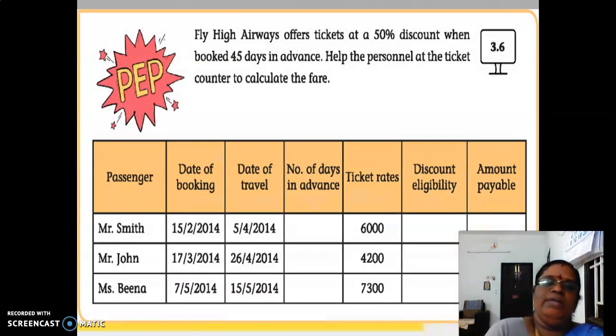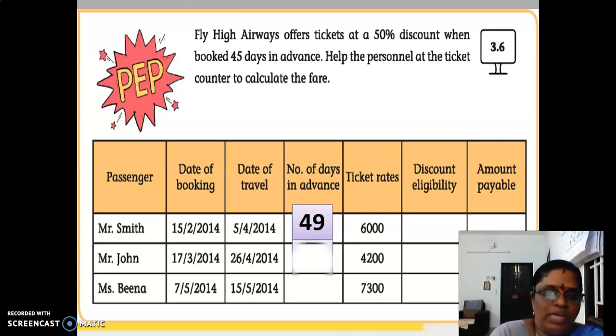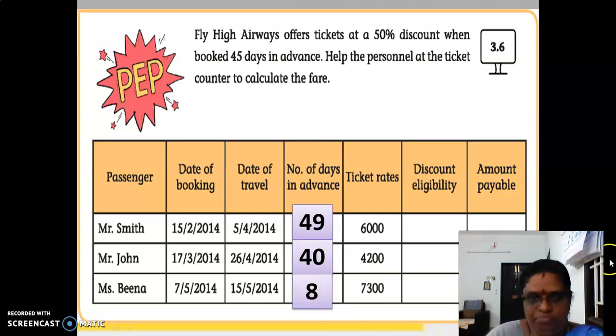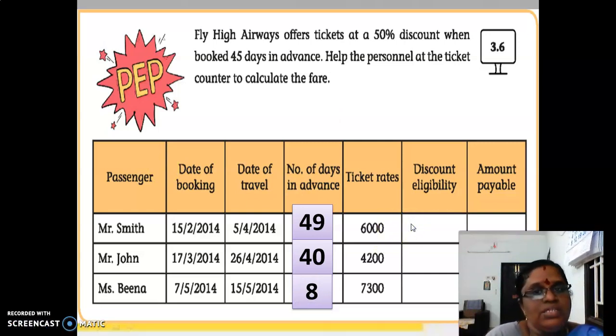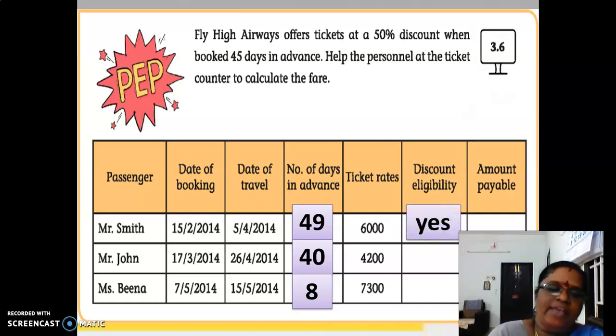In this step activity, number of days you want to calculate in advance. For Smith, the number of days is 49. For John, the number of days is 40. And for Bina, the number of days is 8. So, discount eligibility for Smith is there. See, discount will be available only when the number of days is above 45. Okay. So, for Smith, discount eligibility, yes. For John, no. And for Bina, no.